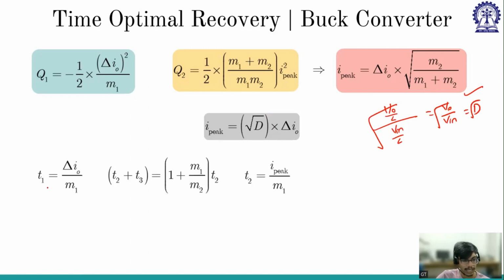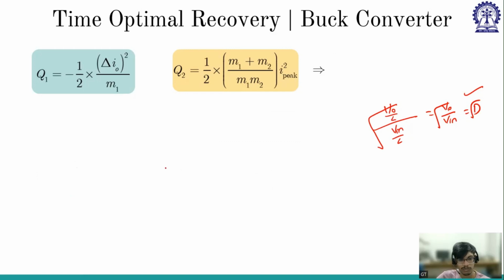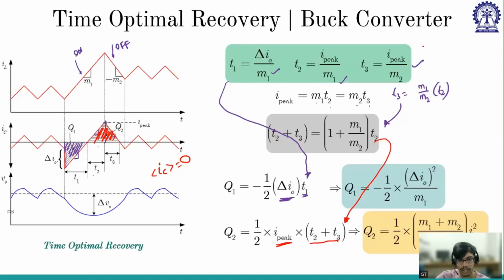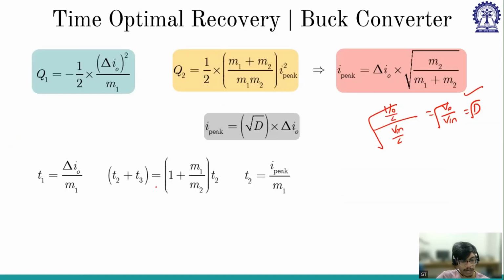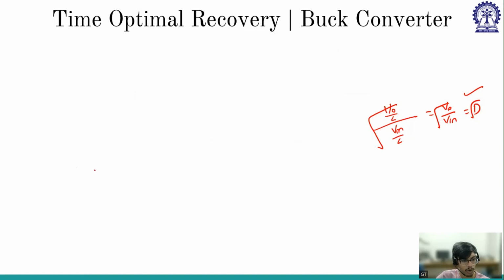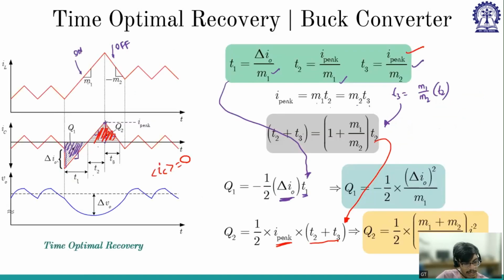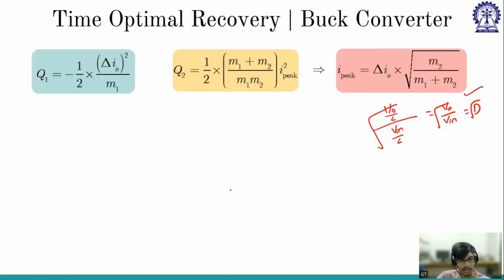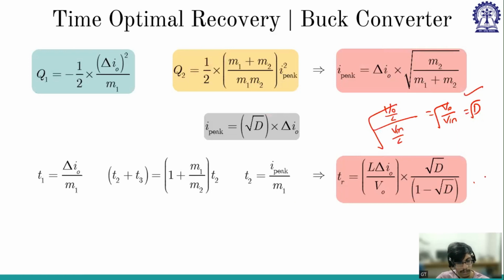And T1 is delta I naught by M1, T2 is I peak by M1, and T3 is I peak by M2. Now, what is T1 plus T2 plus T3? It is my recovery time. How much time is my system taking to recover from this transient and come back to this position? It is T1 plus T2 plus T3. After substituting that, you'll get this expression.